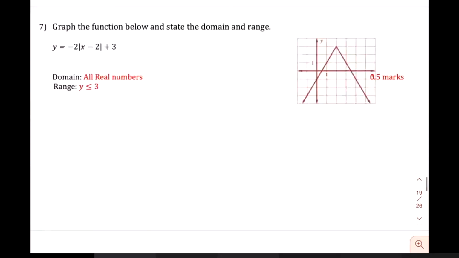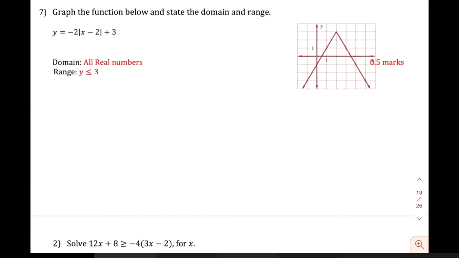Right. Graph the function below and state the domain and range. Here's your function. Domain, absolute value or in numbers. You don't need to think. A range after you graph. After you graph, you get the range. So you cannot state the range before you graph.